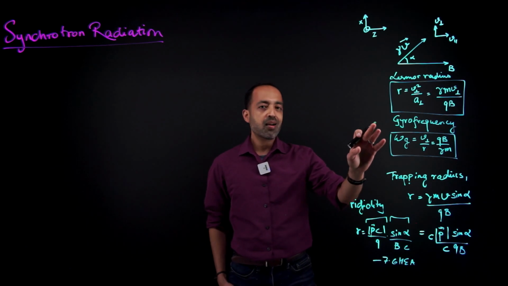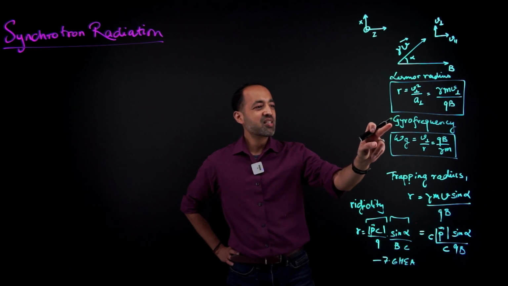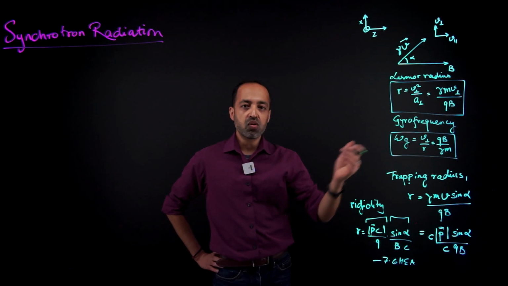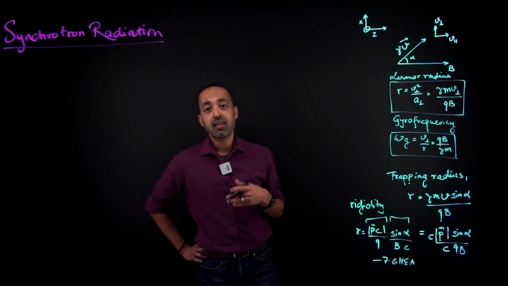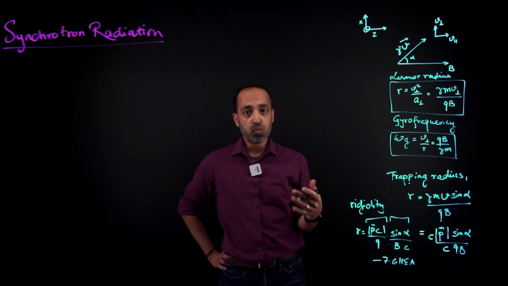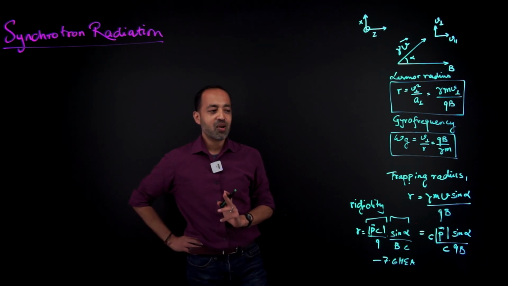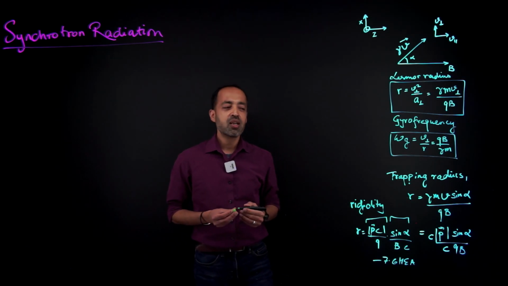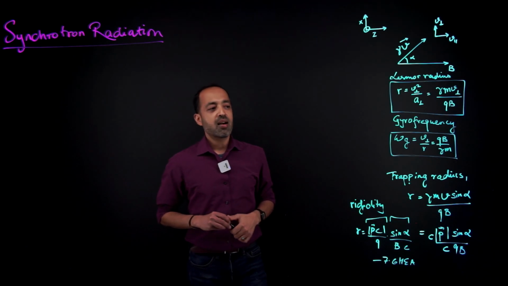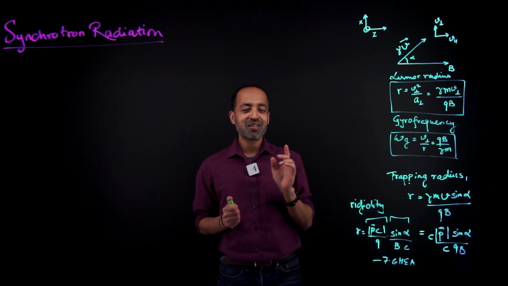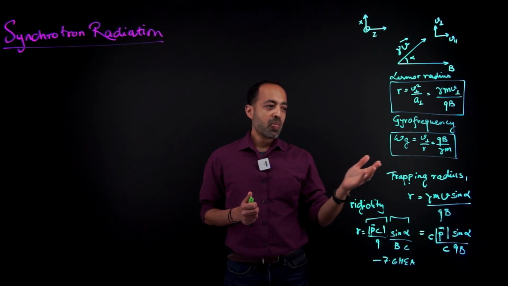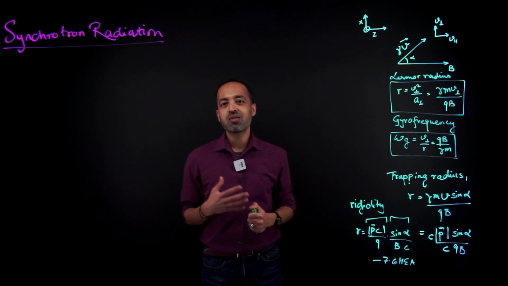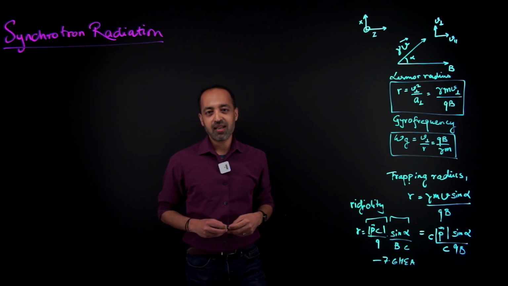Another thing to keep in mind, just as a warning, is when we talk about these gyro frequencies, whether we're talking about the angular gyro frequency, which is qB over gamma m, or the linear gyro frequency, which is qB over 2 pi gamma m. And finally, one more word of warning for if you're using these equations in your code and you're calculating these quantities from scratch, just keep in mind what unit system you're using, because these values depend upon whether you're using CGS units or Gaussian units, or whether you're using the SI system.